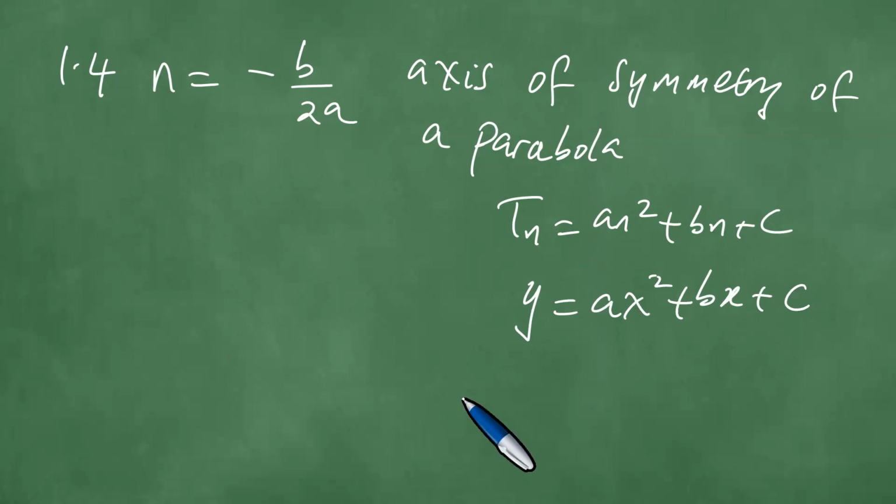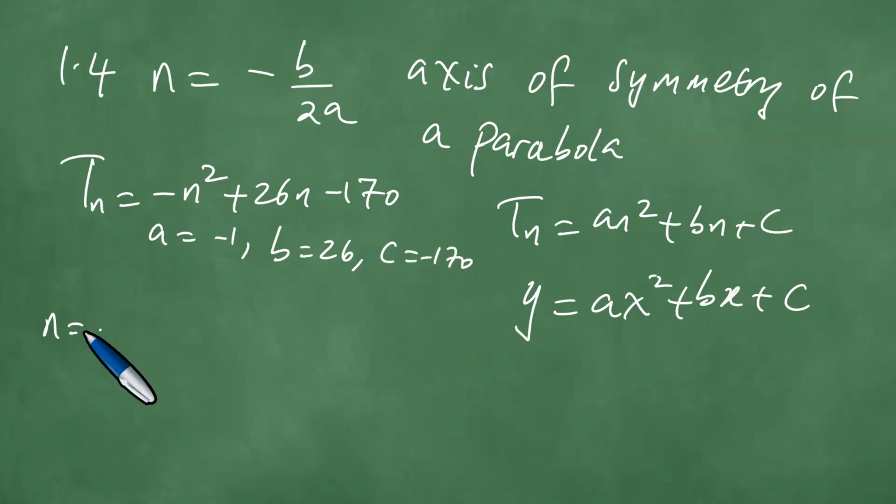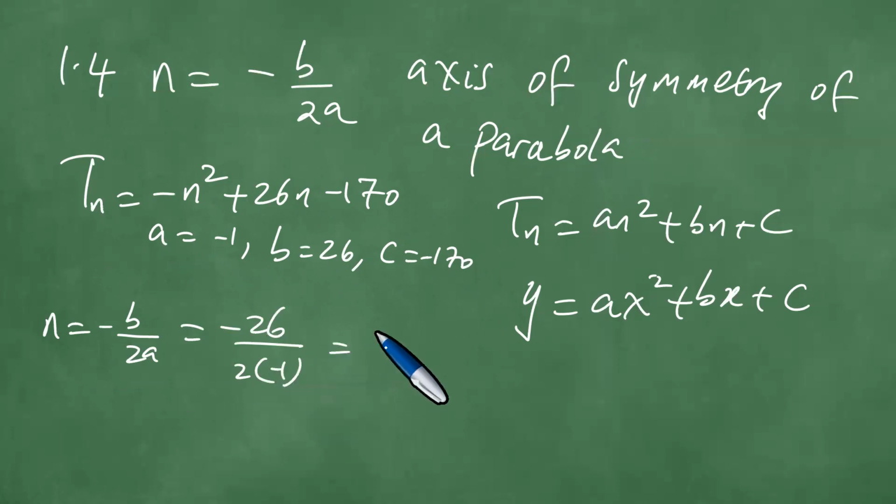But at this point, you already know that Tn equals what for this question? I know you might be tired already. It's minus n squared plus 26n minus 170. At this point, you can see that a is minus 1 here. b is 26. c is minus 170. Minus b over 2a is minus 26 over 2a, which is 13.